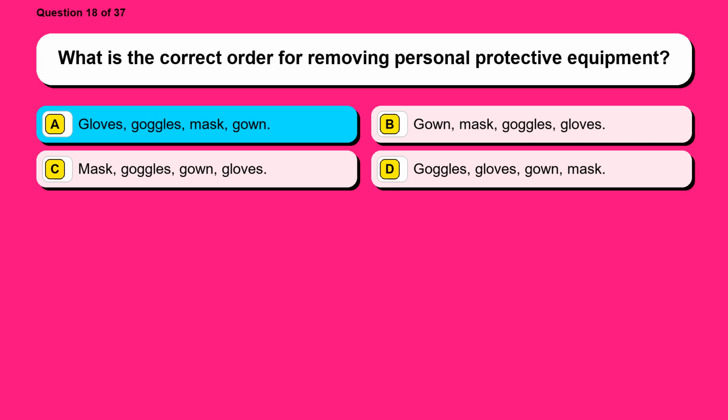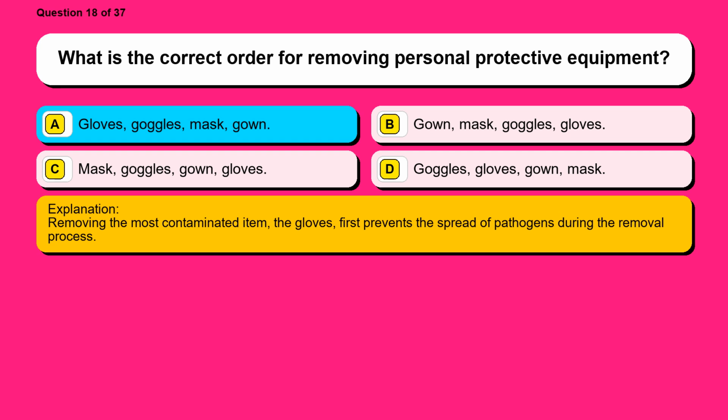The correct answer is option A, gloves, goggles, mask, gown. Removing the most contaminated item, the gloves, first prevents the spread of pathogens during the removal process.